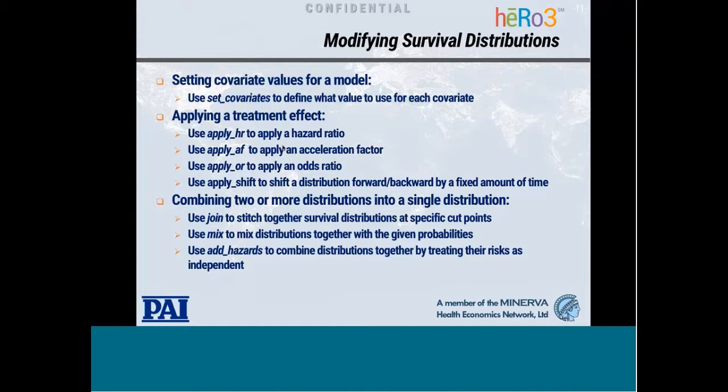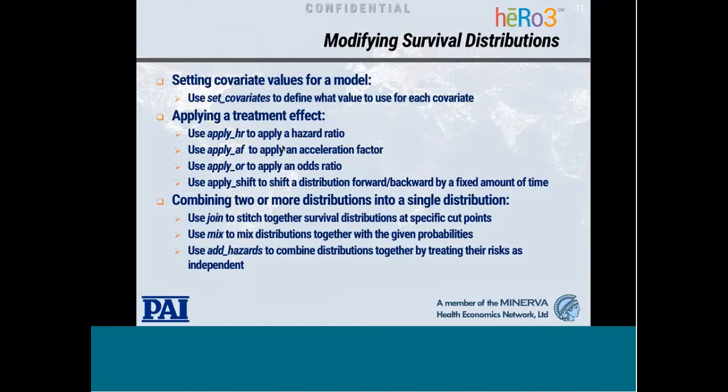We also have the mix function, which allows you to mix two or more survival distributions together using the specified probabilities. For example, if you wanted a survival distribution that reflected 20% of patients using one Weibull distribution and 80% using a different Weibull distribution, you can use the mix function to do that.